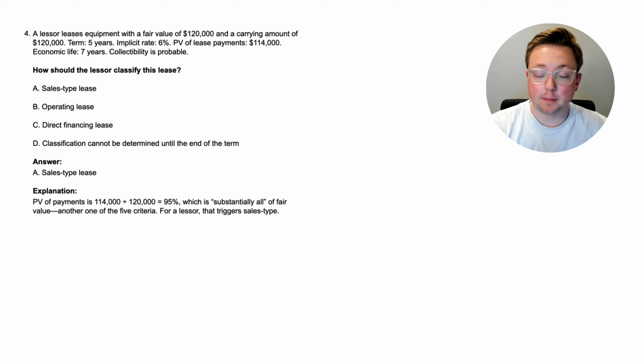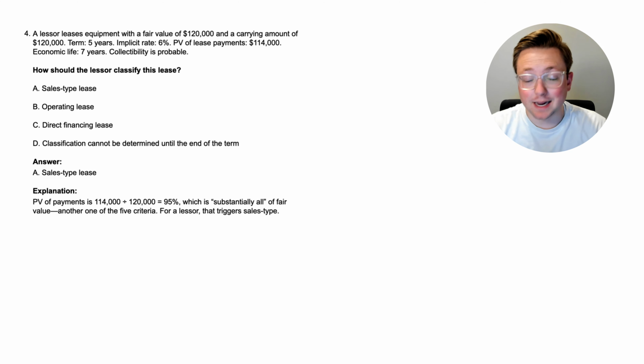Here, the present value of the payments is $114,000 and the fair value was $120,000. That means that the present value of the payments is 95% of the fair value, which is substantially all of the fair value, and that is another one of the criteria. It's basically, if the present value of the payments is substantially all of the fair value, then that means it's going to be a sales type lease. And that one's a little bit arbitrary. It doesn't have to be an exact number, but usually the trigger is 90%.